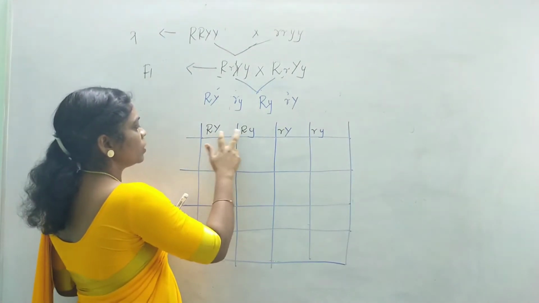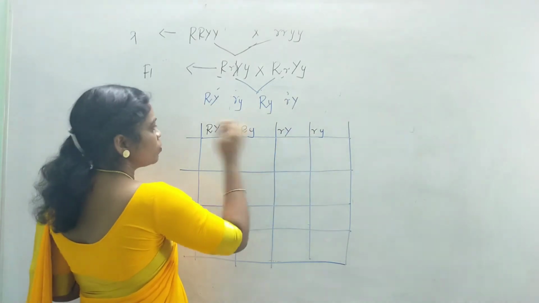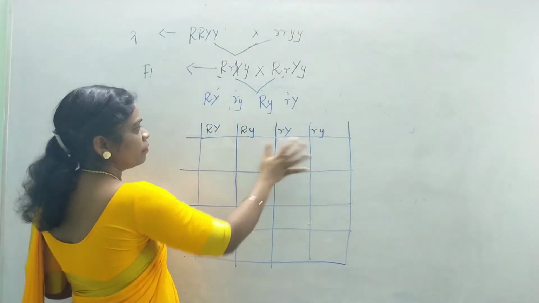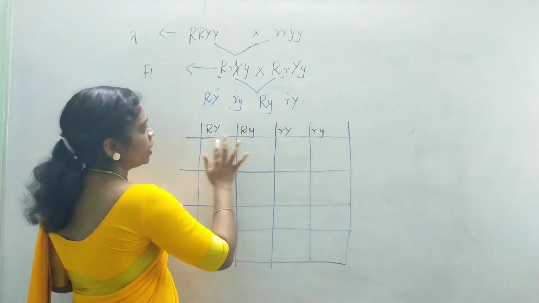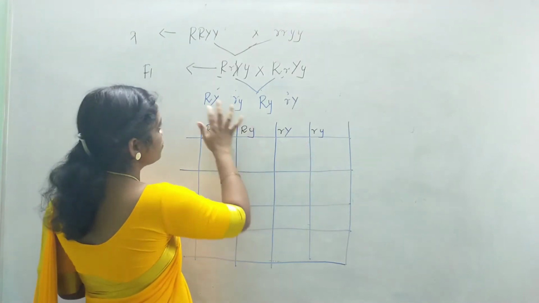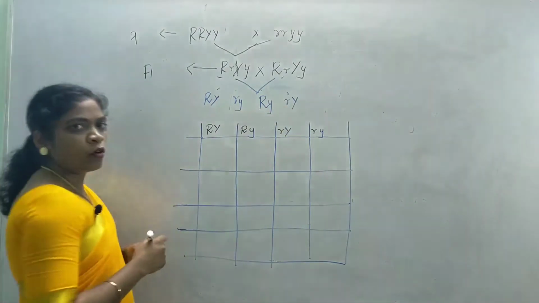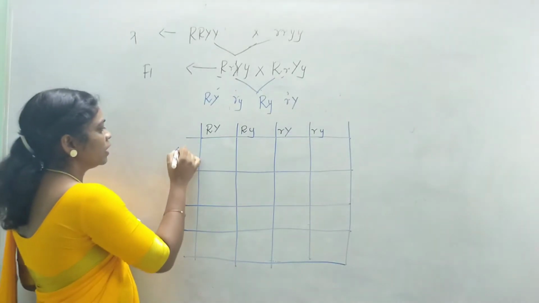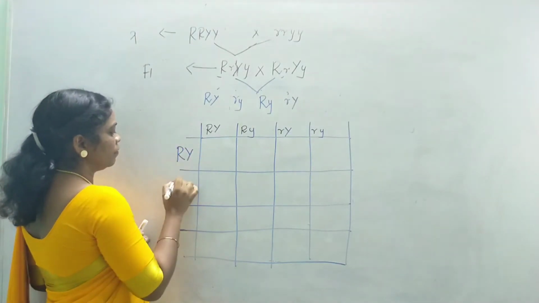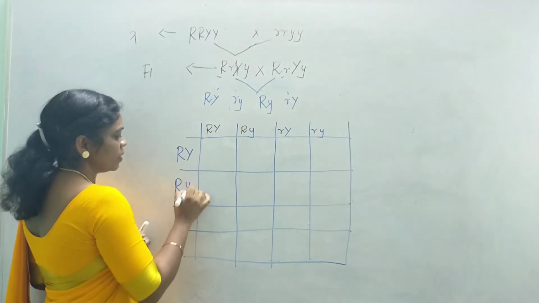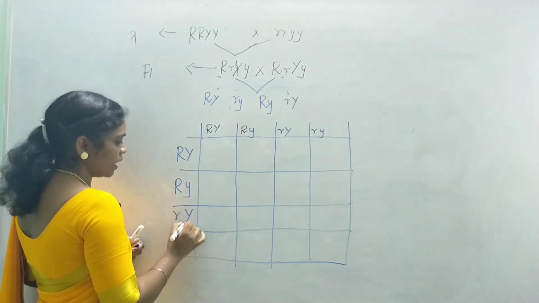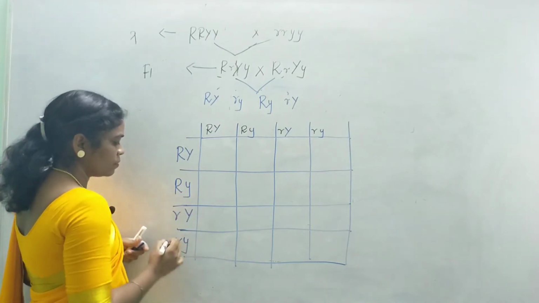Capital R in the first 2 boxes, small r in the next 2 boxes. And when you write capital Y, small y, you can go with the alternative: capital Y, small y, capital Y, small y. So we can find all these 4 gametes. The same we can write here: capital R, capital Y, capital R, small y, small r, capital Y, small r, small y.